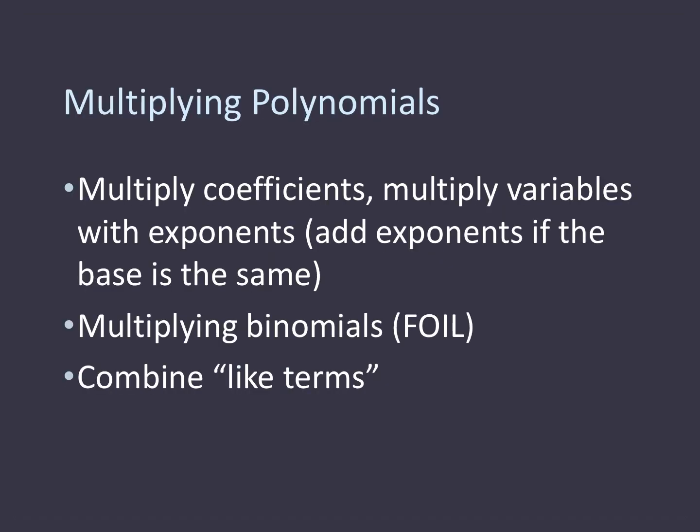Now before we actually get into the factoring, we need to review how to multiply polynomials. And we've really been doing that this year already. Whenever you multiply two polynomials, you always multiply coefficients. However, when you multiply variables, if the variables have exponents, you add the exponents if the bases are the same. So for example, if you multiply an x squared times an x to the third, all you do is keep the x the same and add the powers.